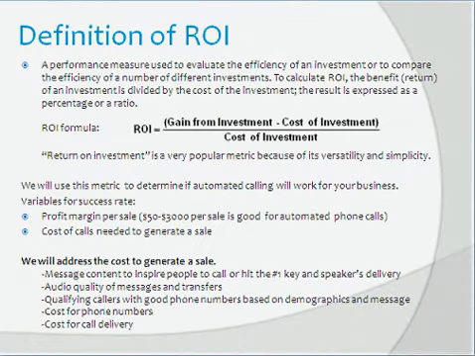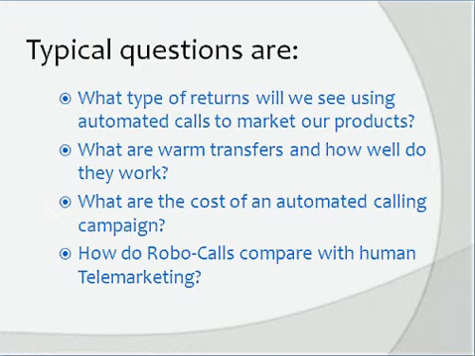Definition of ROI, I'm sure we're all familiar with return on investment. It's your profit minus how much you paid to get that profit, divided by how much you paid to get that profit. So you want a decent profit margin to use automated phone calls. It's outlined here, and the cost to generate the sale will be the cost of investment. Marketing is an investment, just like investing in a building or a desk or anything else. You can use this equation to compare automated phone calls to print, direct mail campaigns, media, radio advertisements. I think you'll be pleasantly surprised.